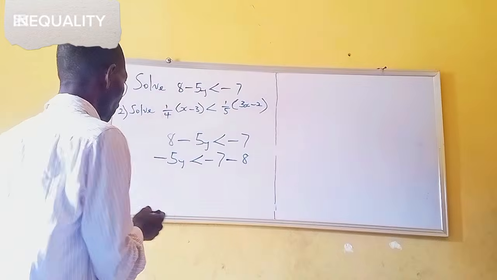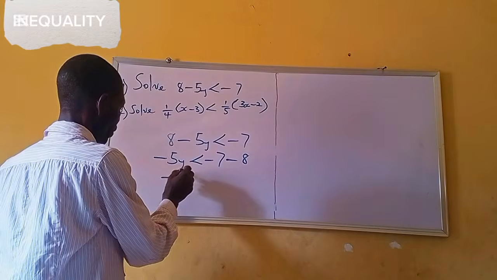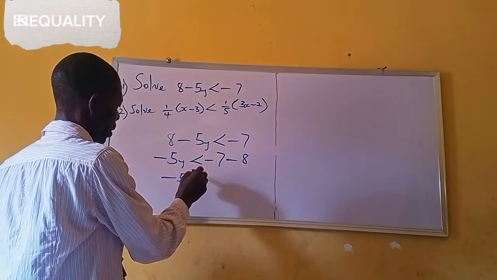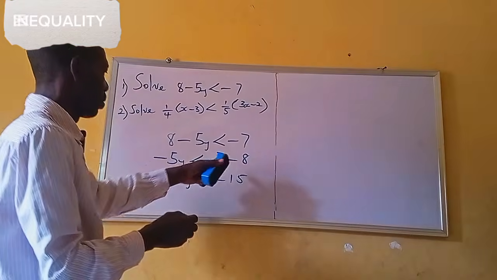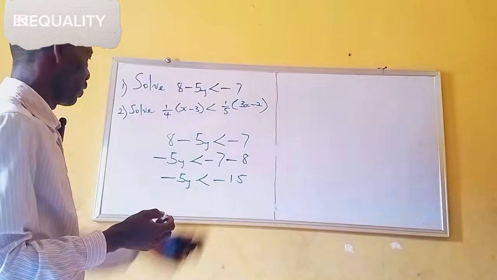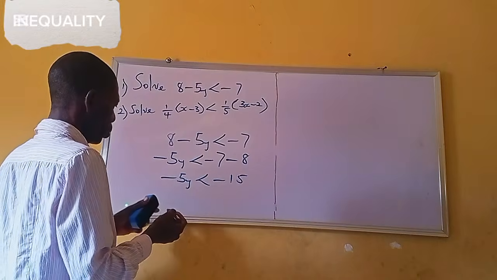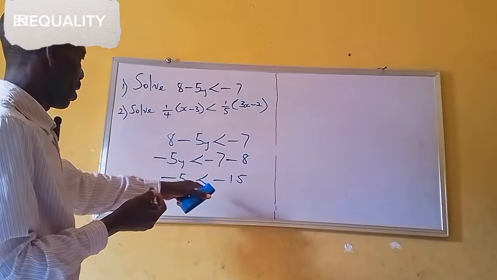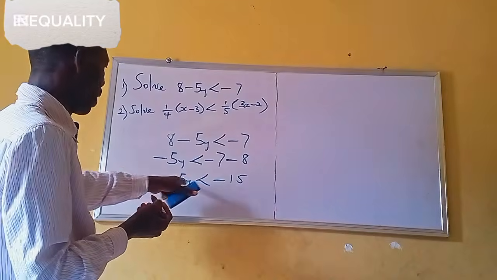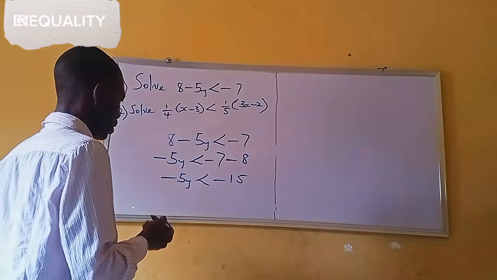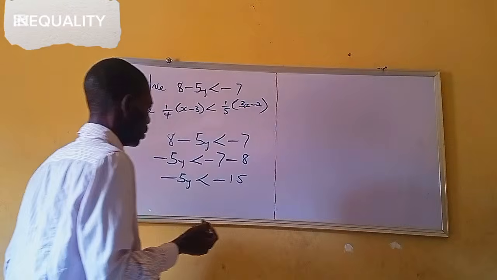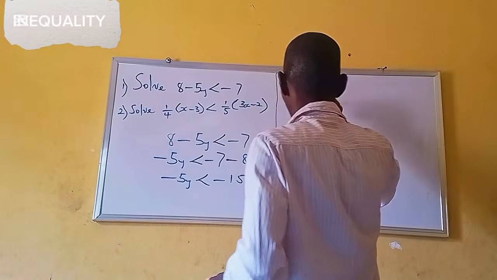Okay, are you following? So you have minus 5y less than minus 15. Minus 7 minus 8, that is minus 15. So we are going to divide both sides by minus 5. Divide both sides by minus 5.